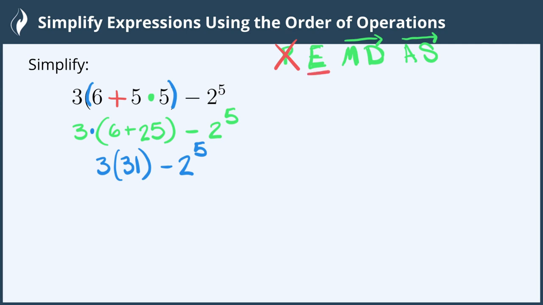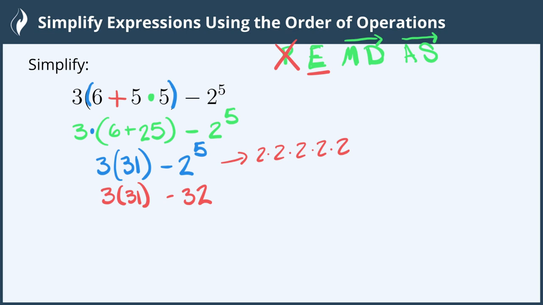The exponent we have here is base 2 raised to the 5th power. This means that I have 2 times 2 times 2 times 2 times 2. If you want to do that by hand or with your calculator, we end up getting the number 32. And because we haven't completed this multiplication yet, we'll leave that here.